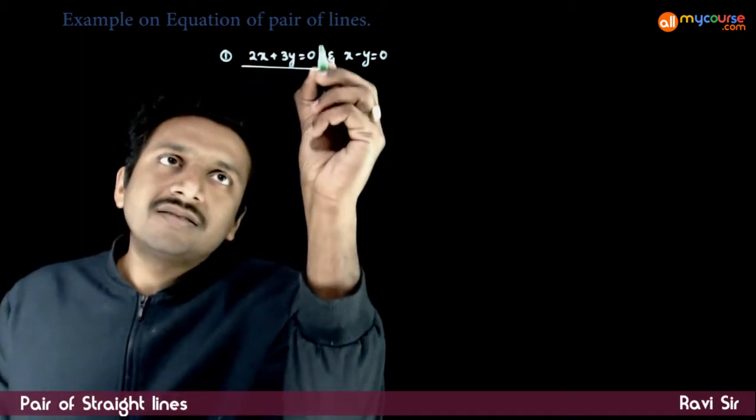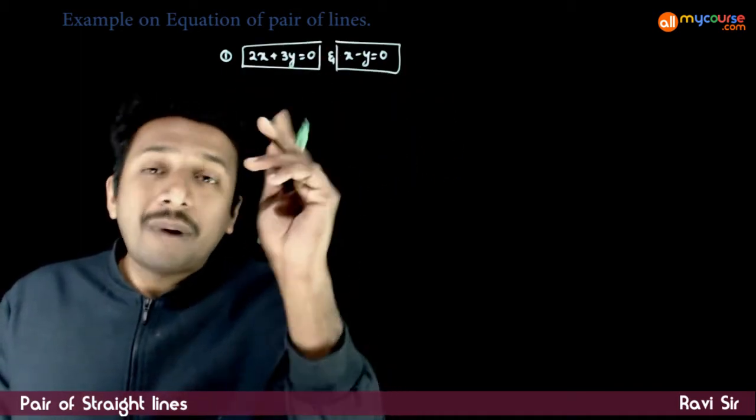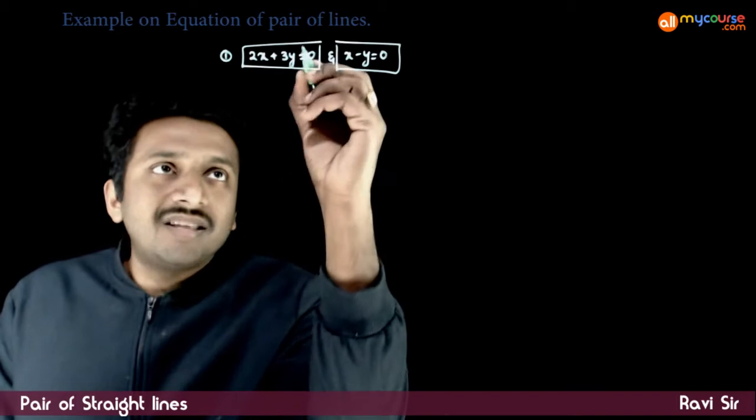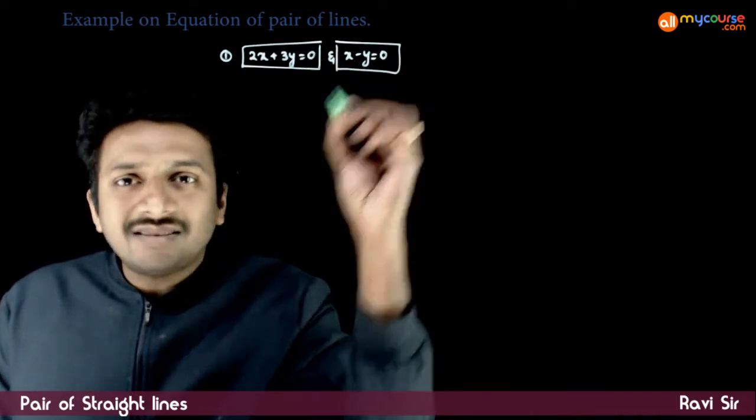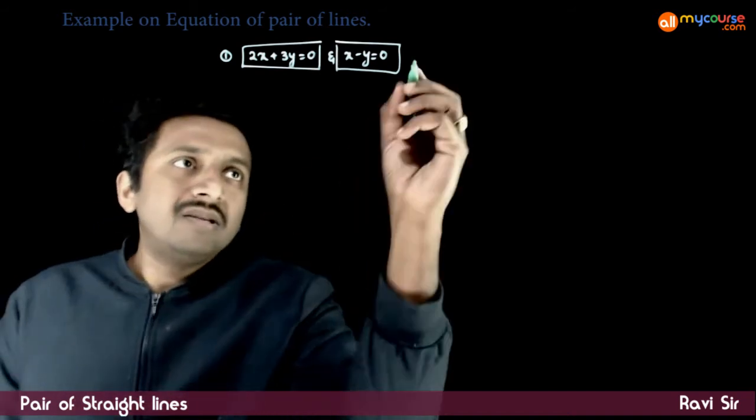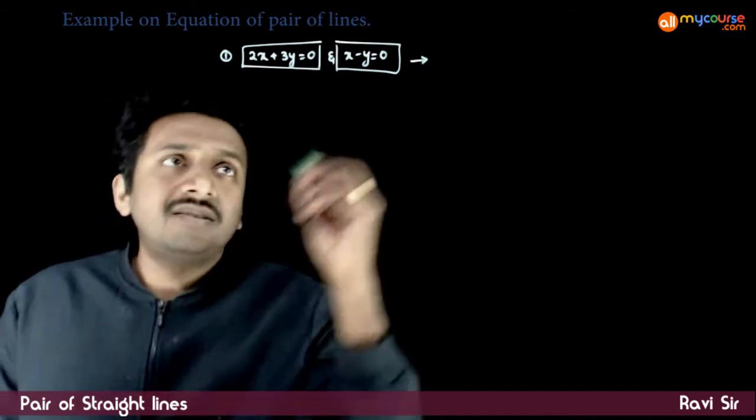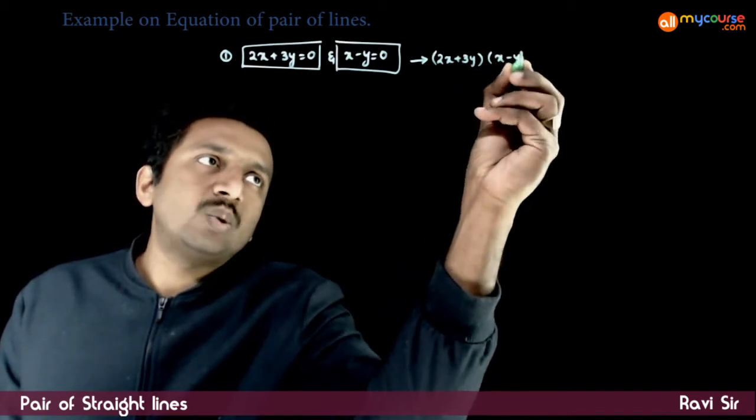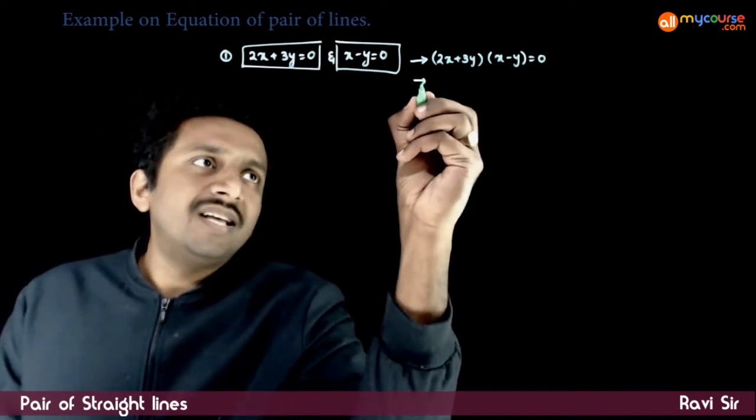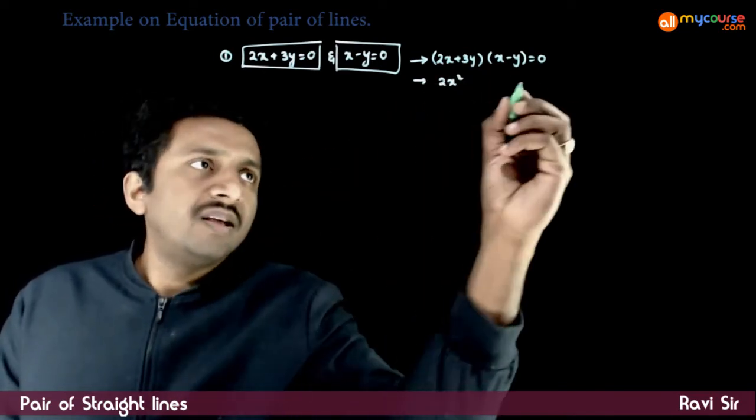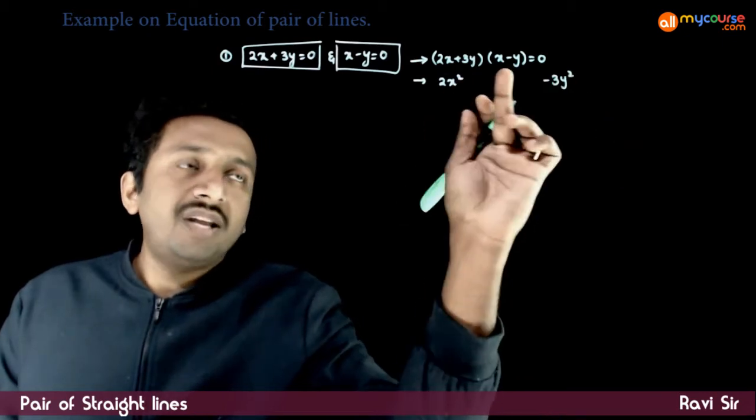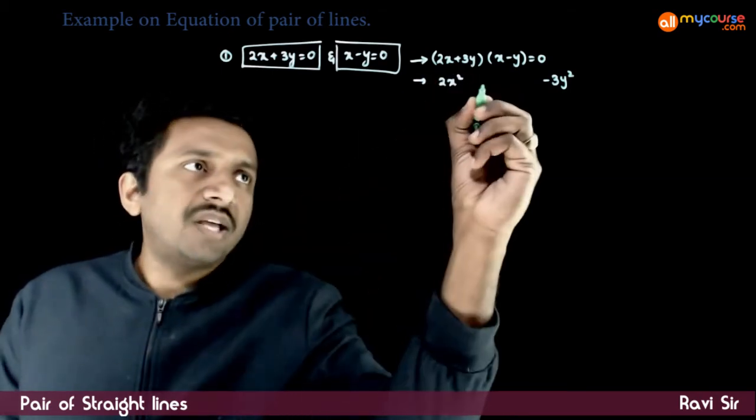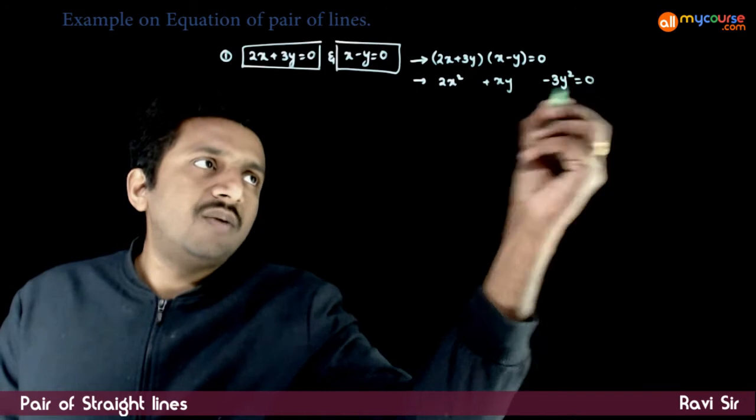So if both the lines pass through origin, that is, the constant term in the first equation and the second equation are both equal to 0, let us see how the combined equation looks. The combined equation is nothing but (2x plus 3y) times (x minus y) is equal to 0. That is 2x square minus 3y square, 3y into minus y is minus 3y square, minus 2xy plus 3xy, that is plus xy, is equal to 0.